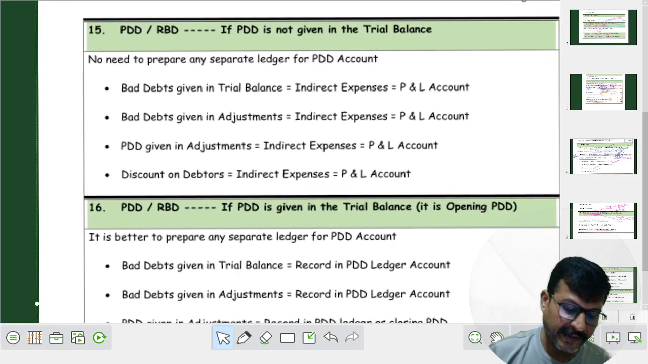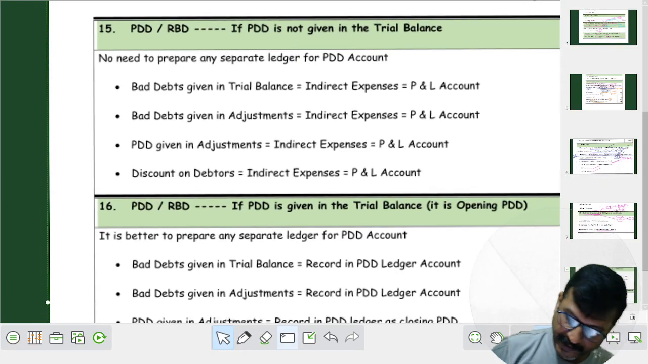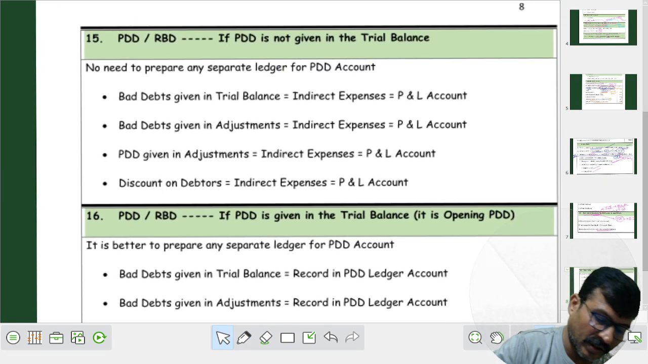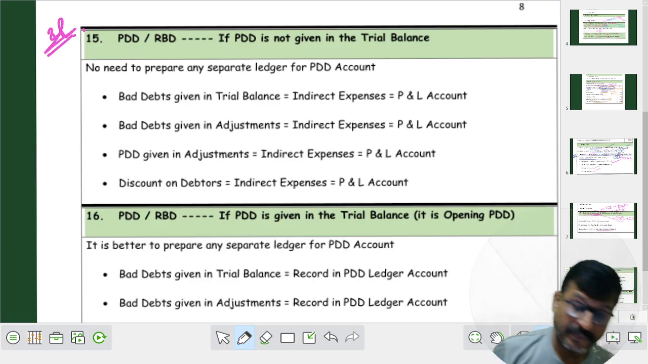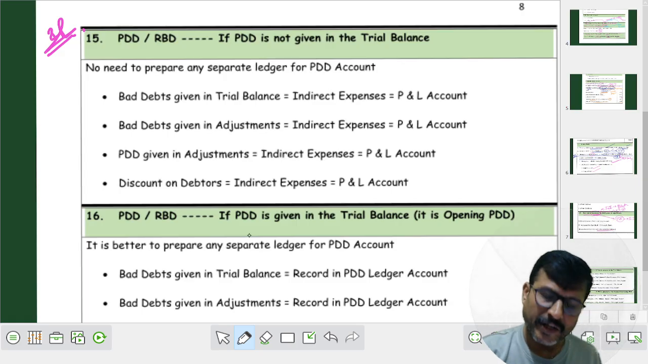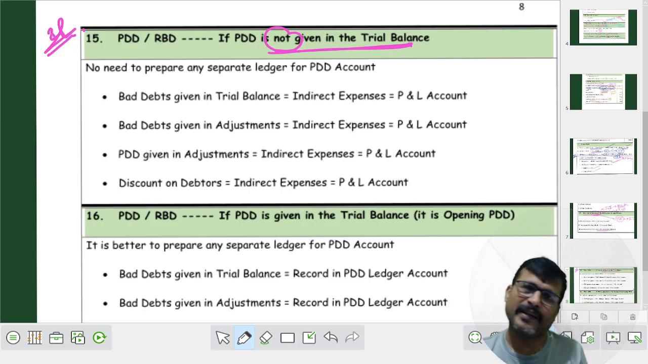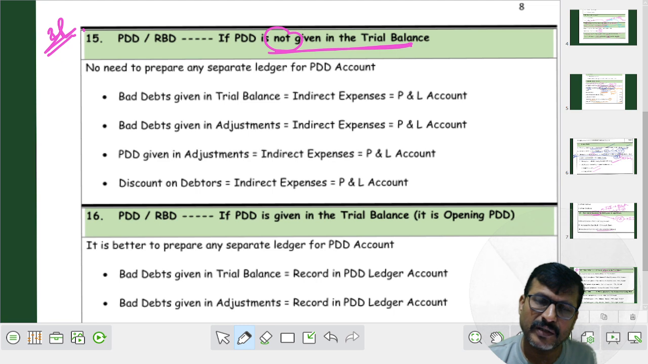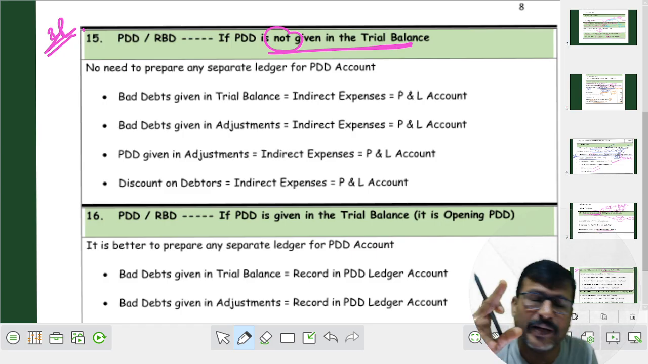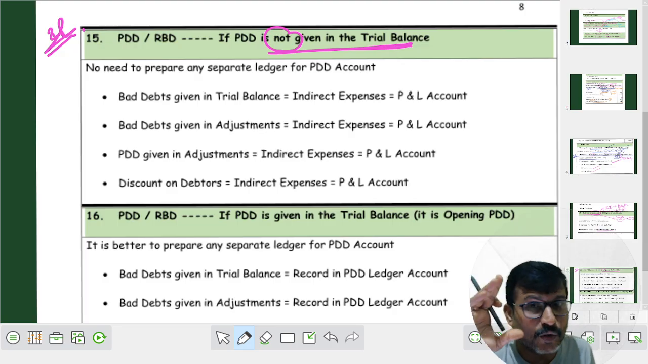This is PDD or RDD. PDD, RDD, RBD are one and the same. See, PDD, RDD. What if PDD is not given in the trial balance? Usually, many people will not prepare the ledger, but I, being Sudhakar, teach you with the help of ledger. Now the question is when to prepare the PDD ledger and when it is not to be prepared. That you need to remember.